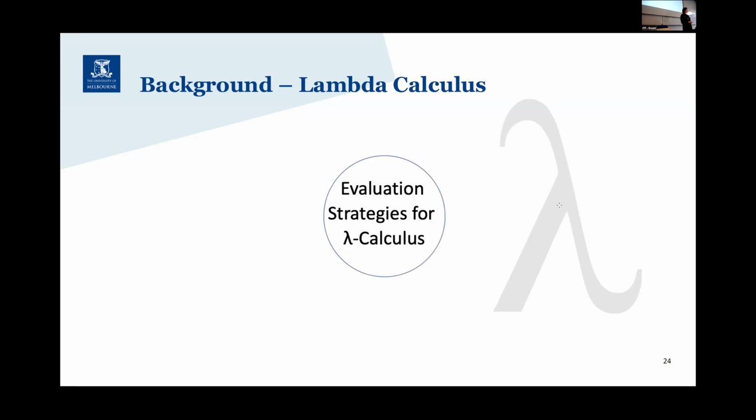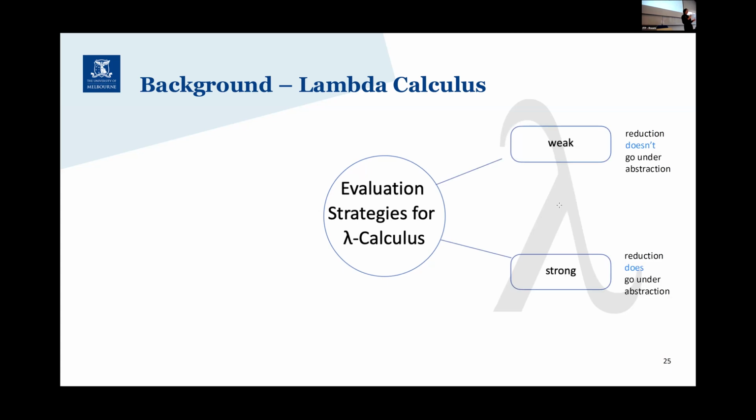Another thing to notice in lambda calculus is the evaluation strategies. One is whether we have a weak reduction strategy or a strong reduction strategy. In the weak reduction, the reduction doesn't go under the abstractions. So inside the abstraction, we don't perform any beta reductions. And strong is the opposite. It does go down the abstraction.